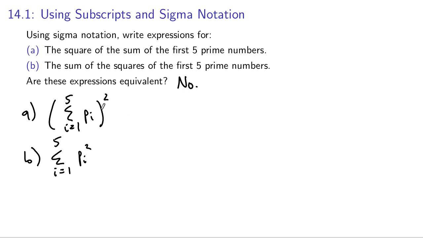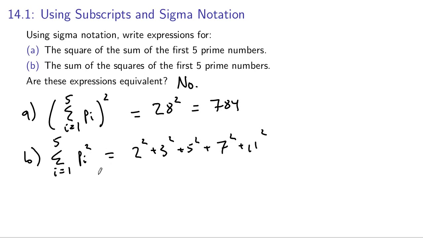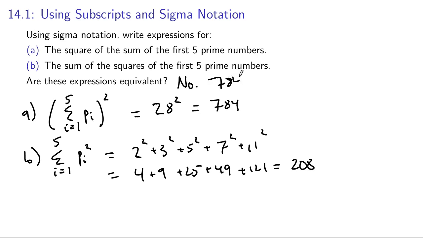Okay, and we can just show this. Remember, p sub i is the first 5 primes. We already found the sum of the first 5 primes was 28. So it's 28 squared, which is 784. Whereas the second thing, we're taking 2, the first prime number squared, plus 3 squared, plus 5 squared, plus 7 squared, plus 11 squared. Okay, and when we do all those squares, we get 4 plus 9 plus 25 plus 49 plus 121. Doing all the additions, that equals 208. 784 does not equal 208. So therefore, they're not equivalent.